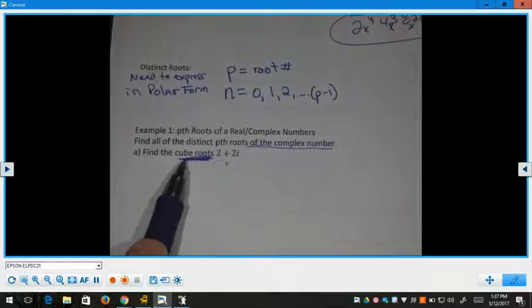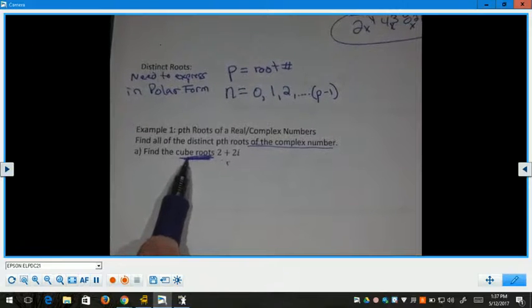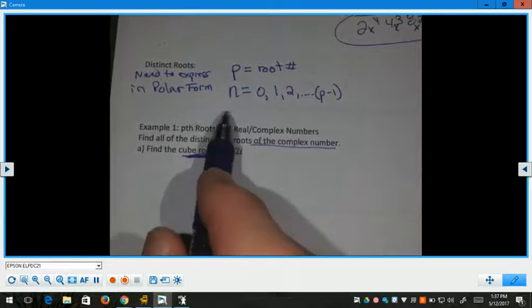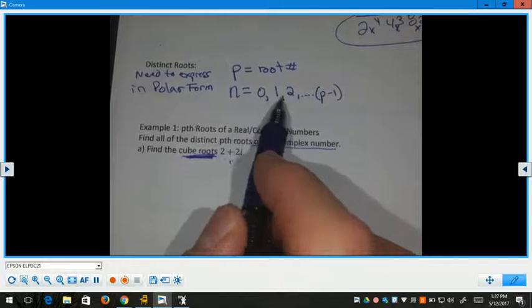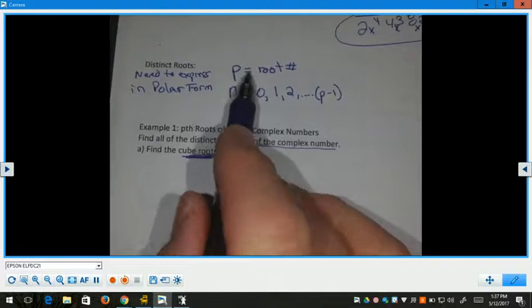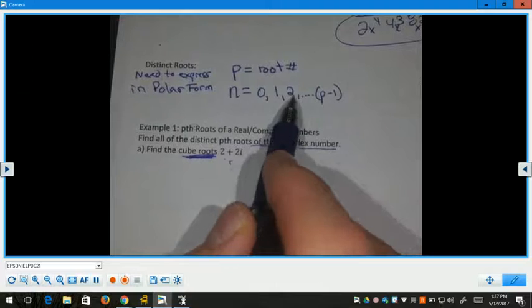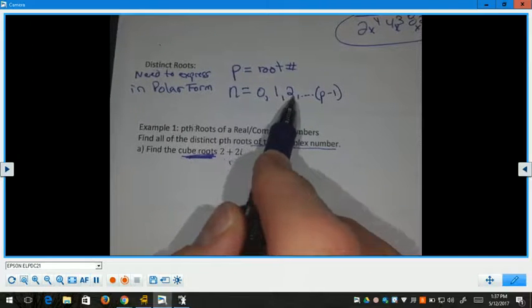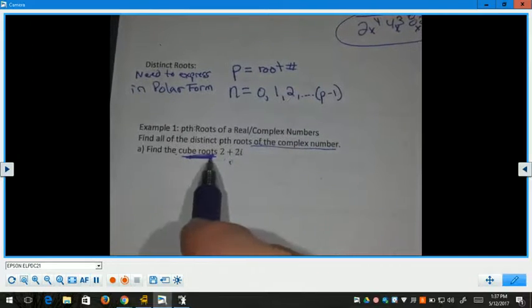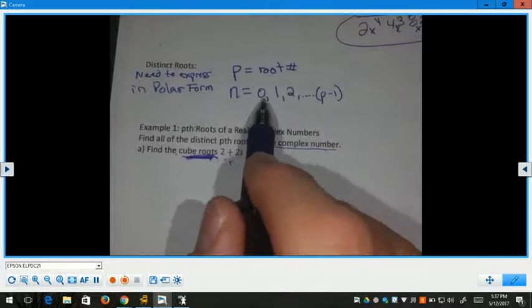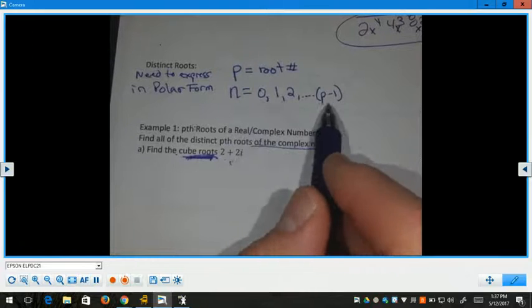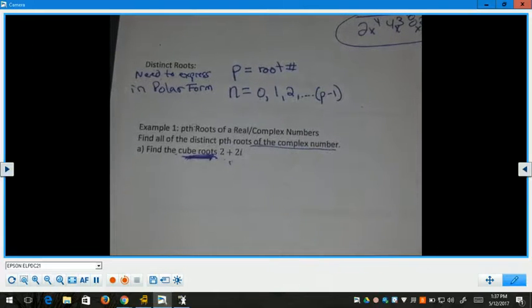Well, if I asked you to find the cube roots, how many should there be total? 3. Well, if I start at 0, 0, 1, 2, there's 3 of them right there. So if p is 3, I'm going to go up to 3 minus 1, which is 2. And if I ask you to find the 7th roots, you'd have 7 of these, but since we're starting at 0, I'd go from 0 up to 6. That would give me my 7 roots.